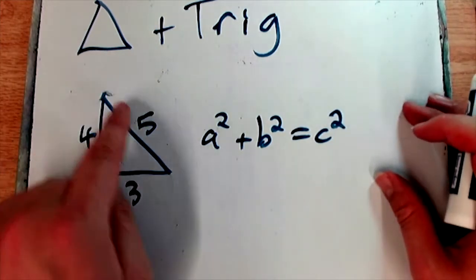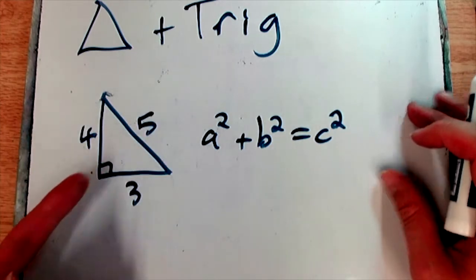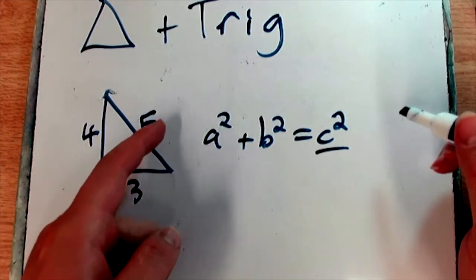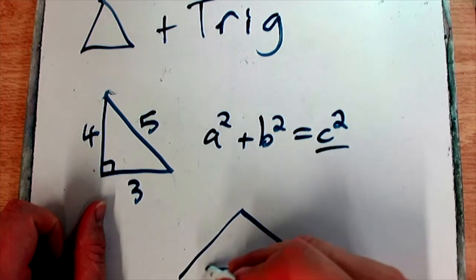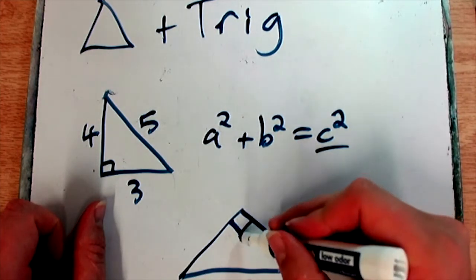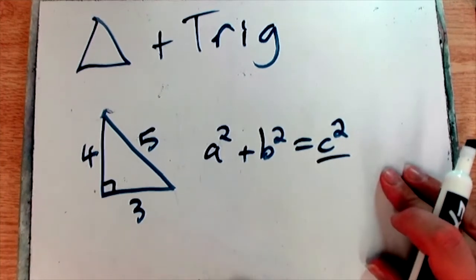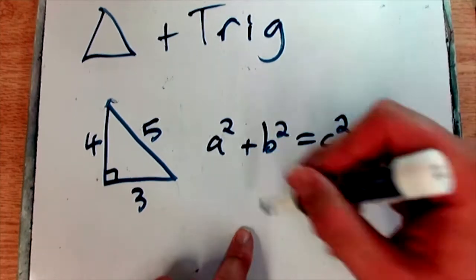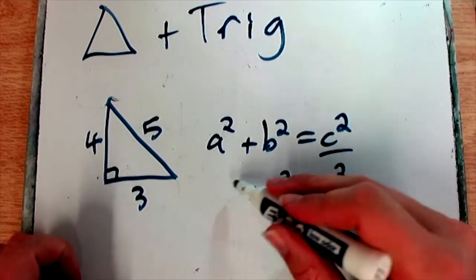I mean that the hypotenuse, the weird longest side across from the right angle, that's always c, okay? That's really important. So if I draw a triangle like this, and that's a right angle, this is c, because it's across from the right angle. So we got c is 5. So let's say 5 squared. And if this is true, then 5 squared should equal 4 squared plus 3 squared.